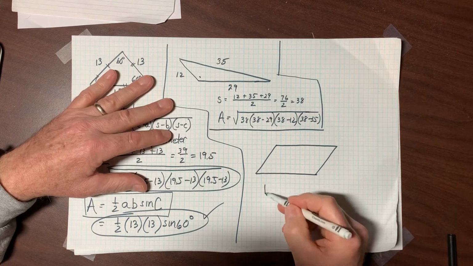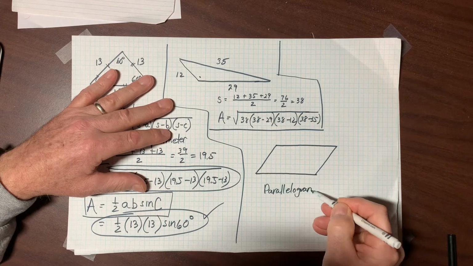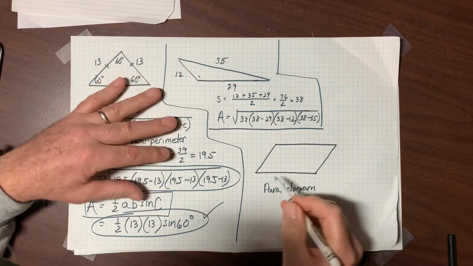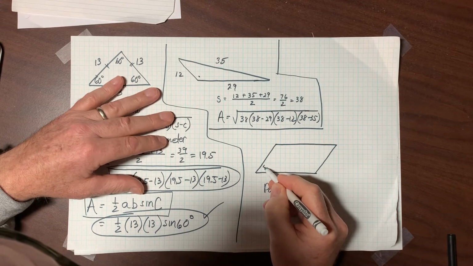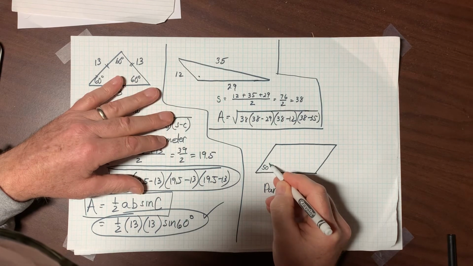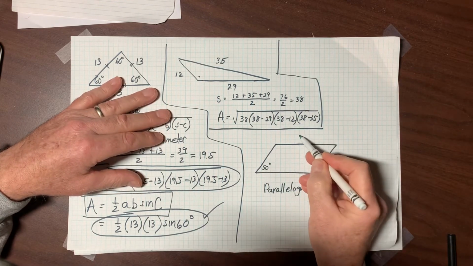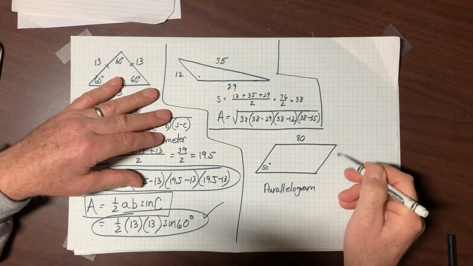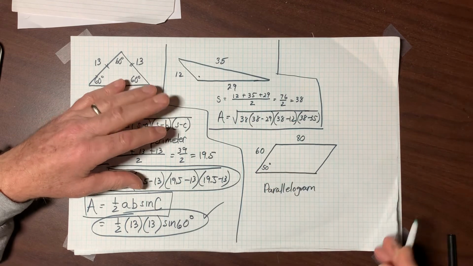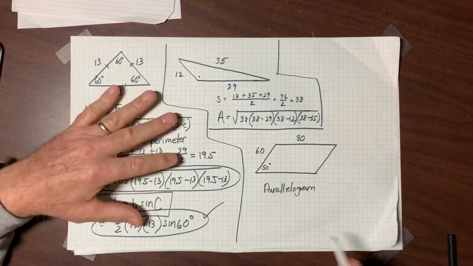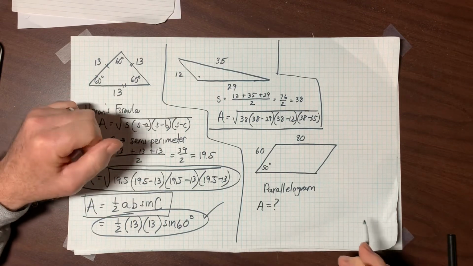This is a parallelogram. And I'm going to tell you that this angle right here is, I don't know, let's say 50 degrees. And I'm going to tell you that one side of this thing is 80, and the other side has a length of, let's say, 60. And I'm going to ask you to find the area of this parallelogram.